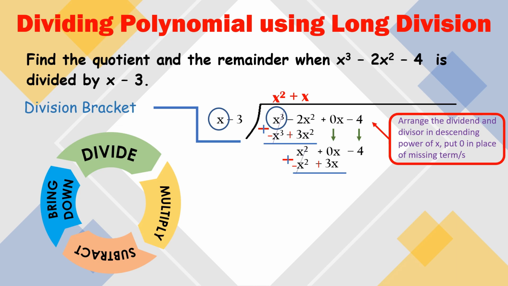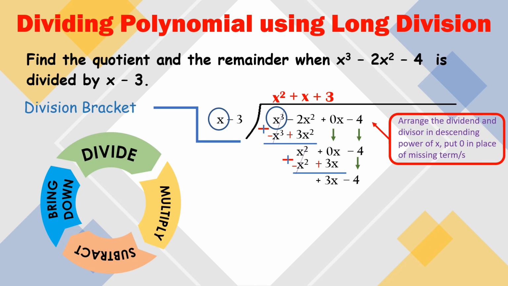So x squared plus negative x squared is 0. So you simply cancel those terms. 0x plus positive 3x will give you 3x. Then after subtract, we're going to bring down the remaining terms. So we'll have negative 4, bring down negative 4. Then we divide again. So leading term divided by leading term.